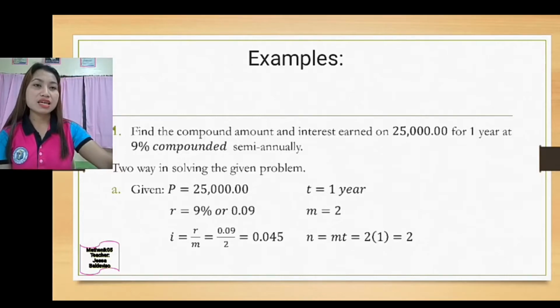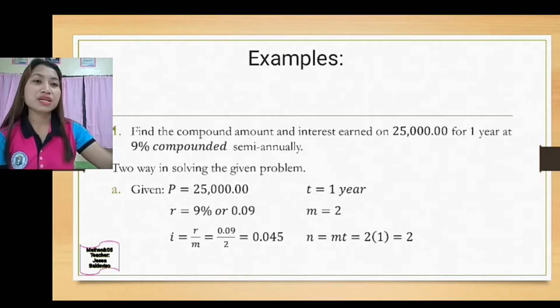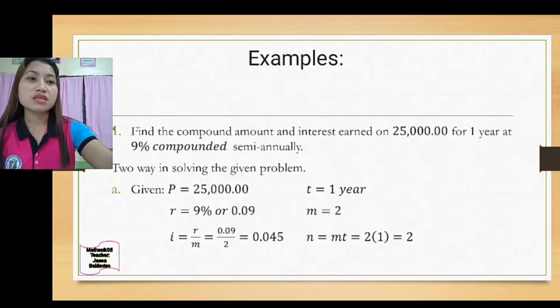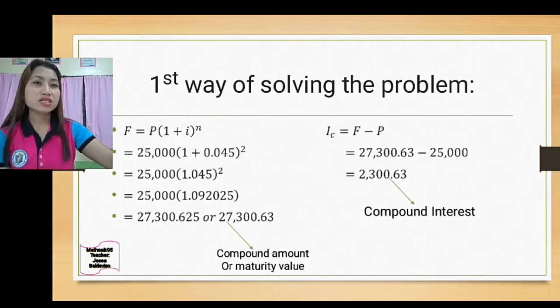And then our T equals 1 year. And our M equals 2. And our N is M times T. So substitute again. The answer is 2. So this time, let's proceed with the first way of solving the problem.